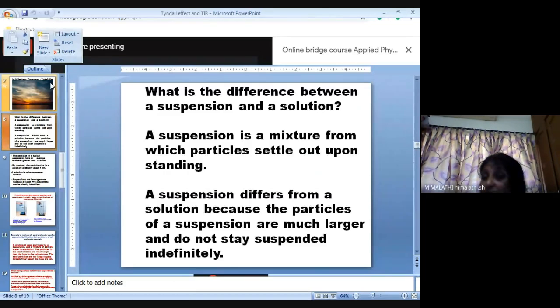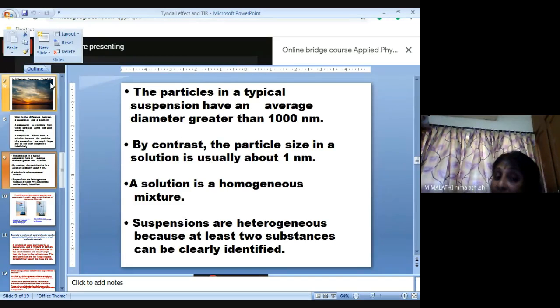A suspension is a mixture from which particles settle upon standing. Again, a suspension differs from a solution because the particles of a suspension are much larger and do not stay suspended indefinitely. The particles in a typical suspension have an average diameter greater than 1000 nanometers. By contrast, the particle size in a solution is usually about 1 nanometer.